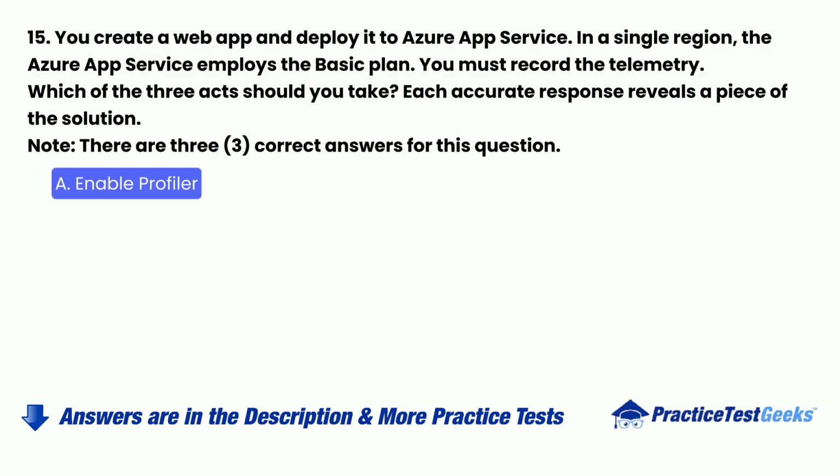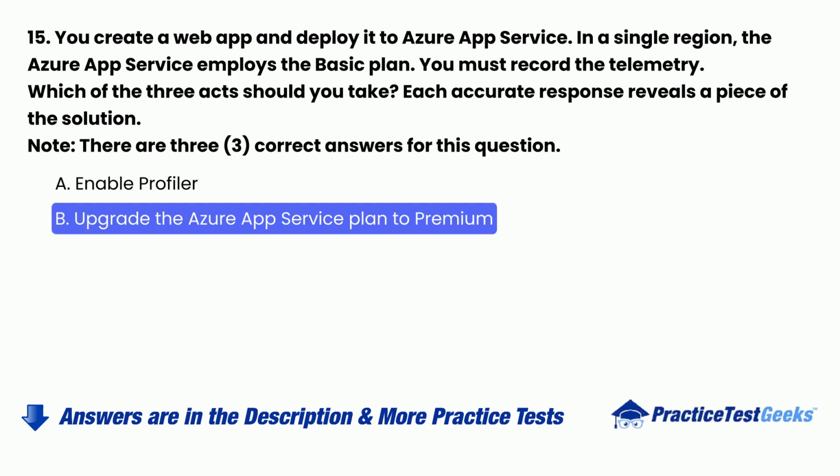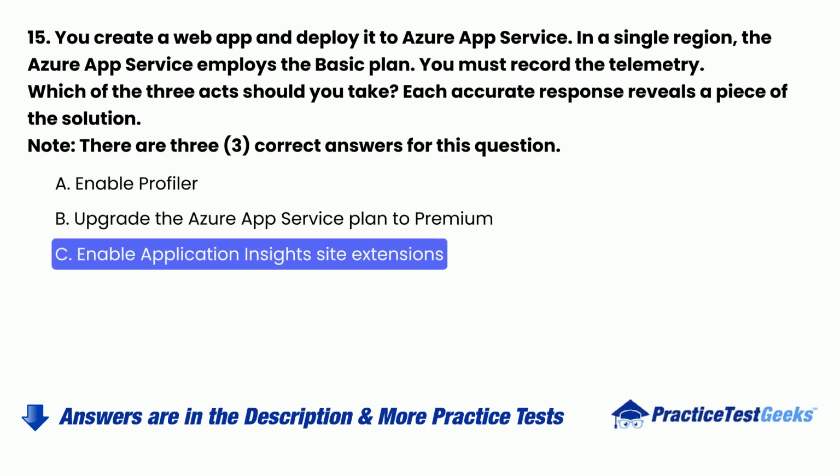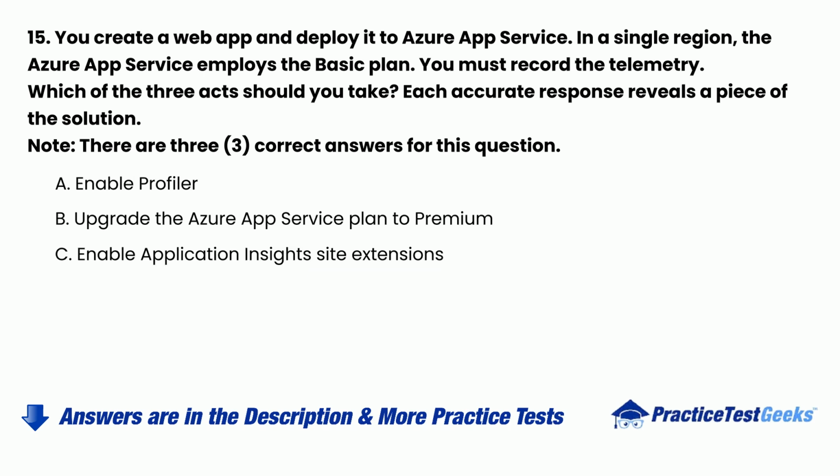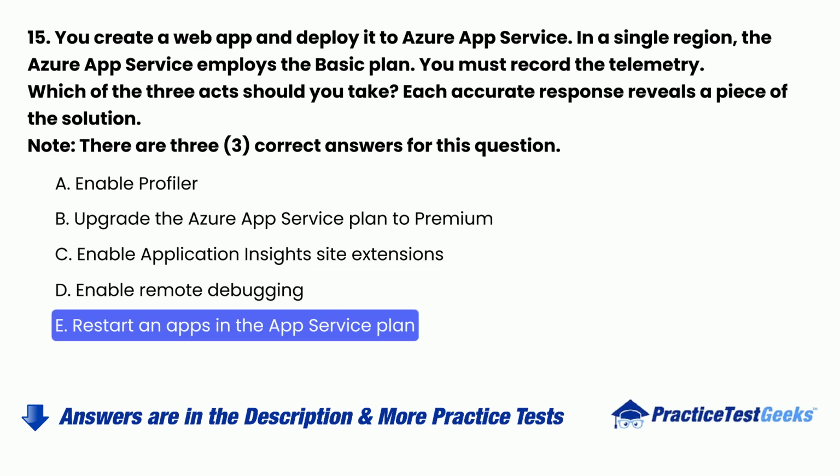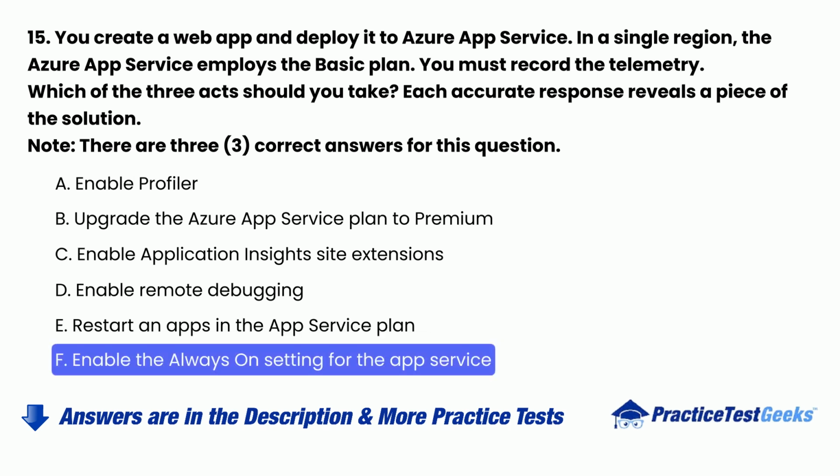A. Enable Profiler. B. Upgrade the Azure App Service plan to Premium. C. Enable Application Insights Site Extensions. D. Enable Remote Debugging. E. Restart all apps in the App Service plan. F. Enable the Always-On setting for the app service.